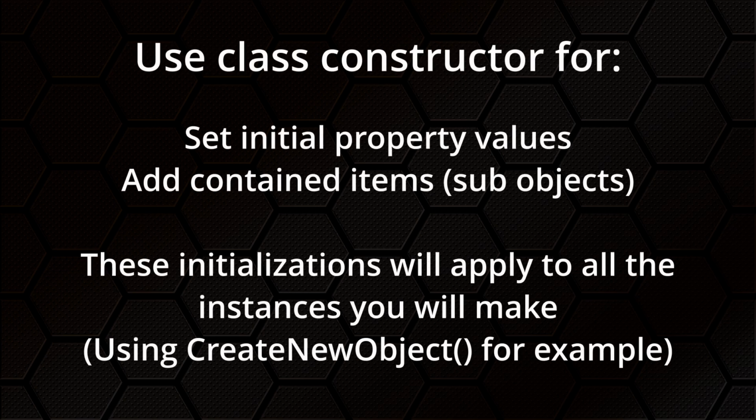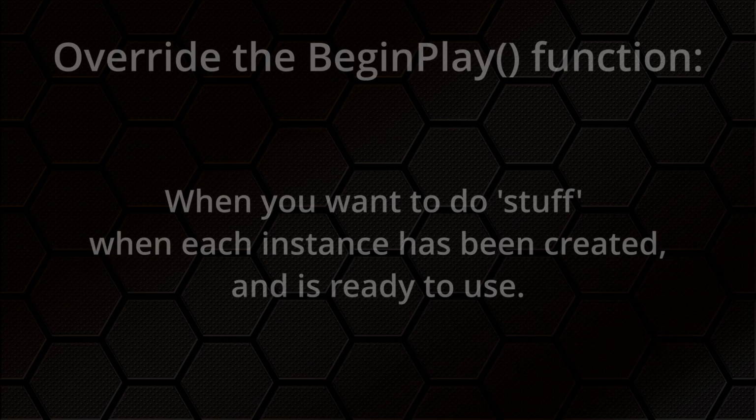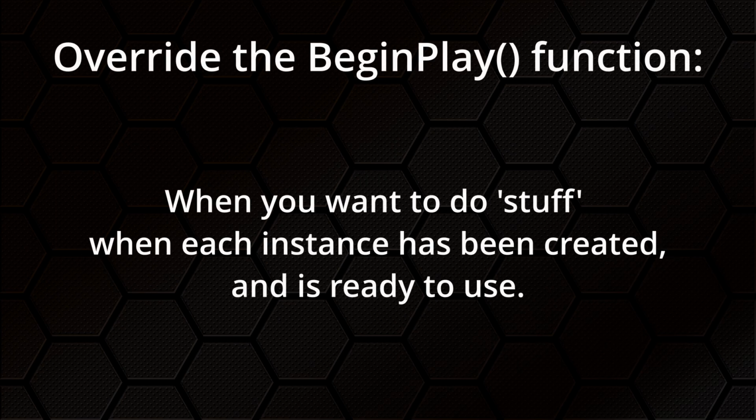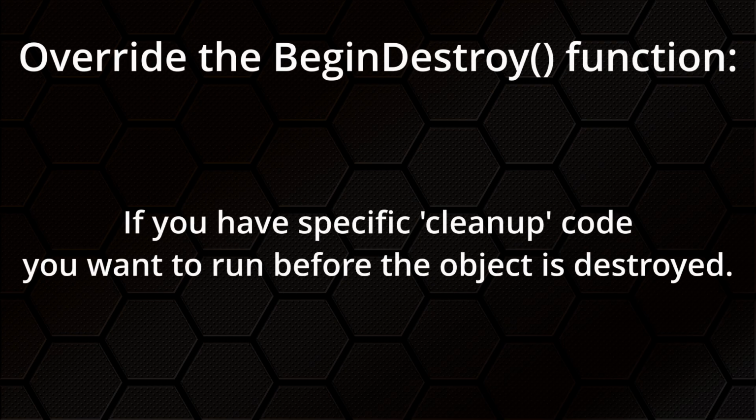The constructor is for setting initial property values and creating contained sub-objects that will apply to all the instances you make of that class. A function is provided called beginPlay, which you can override to do specific things at the moment each instance has been created and is ready to use. Similarly, you can use beginDestroy to do anything you may need when that instance is cleaned up. But remember that cleanup generally happens when the Unreal Engine feels like doing it, not necessarily at the moment you no longer use the instance.